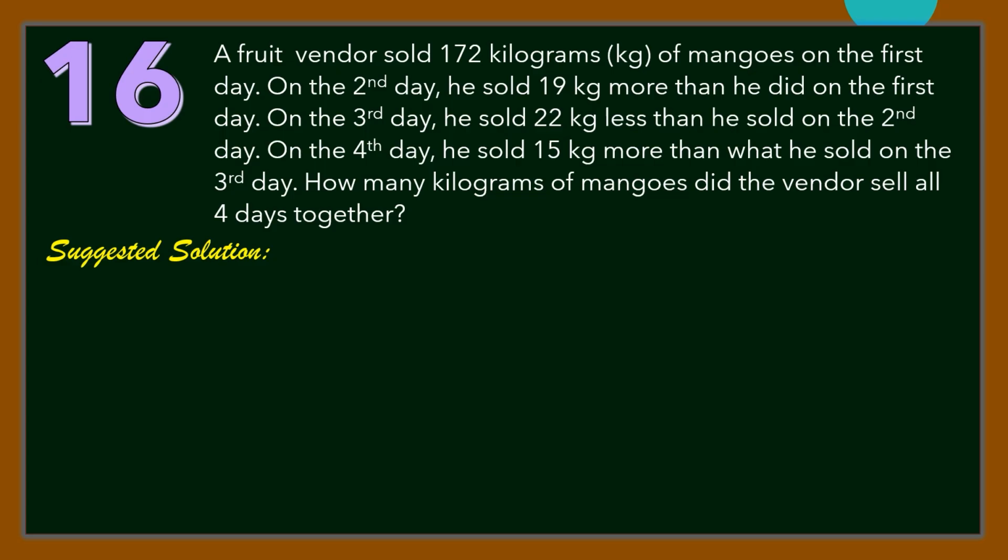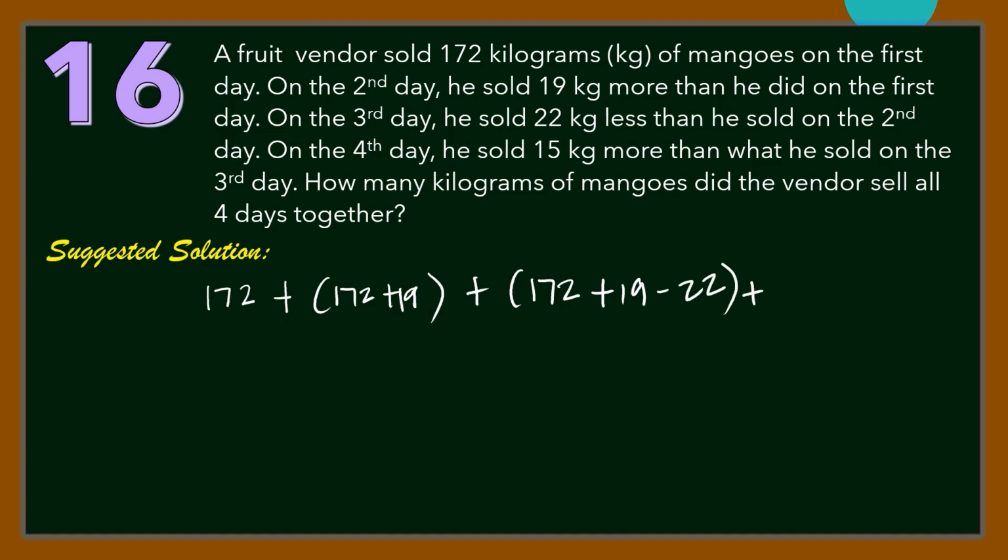For our solution, let us follow the sequence. On the first day, the vendor sold 172 kilograms. On the second day, he sold 19 more than the first day, so that's 172 plus 19. On the third day, he sold 22 kilograms less than the second day, so that will be 172 plus 19 minus 22. And then on the fourth day, he sold 15 kilograms more than what he sold on the third day. That would be 172 plus 19 minus 22 plus 15.